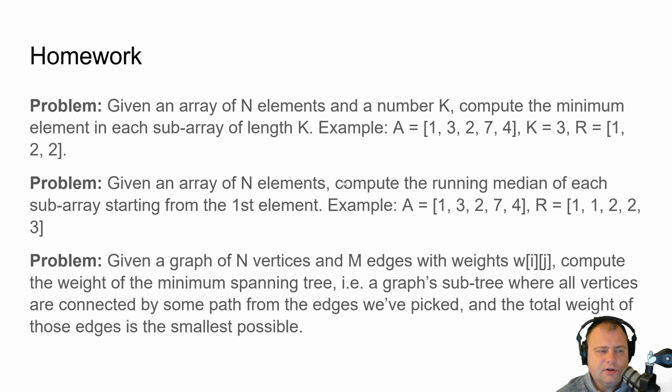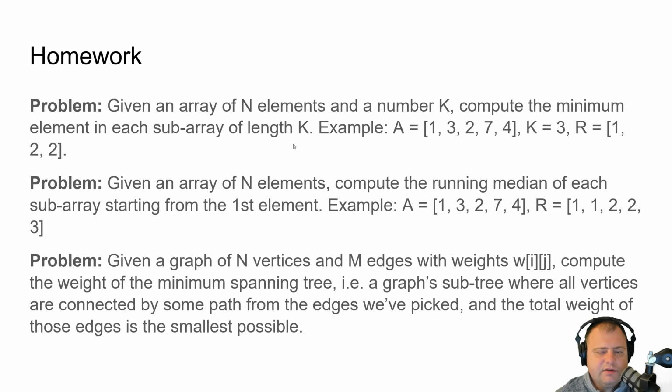So then let's check homework. I encourage you to pause the video after checking this out, then try to solve it yourself, and then I will be giving some solutions as well. First problem: given an array of n elements and a number k, compute the minimum element in each subarray of length k. For example, if a is 1, 3, 2, 7, 4 and k is 3, then the answer would be 1, 2, and 2.